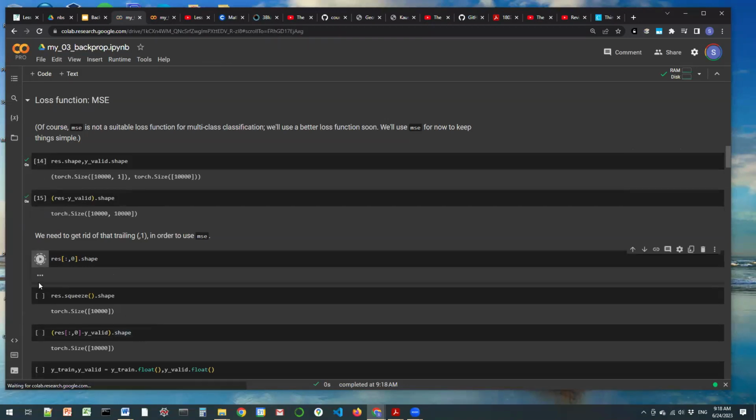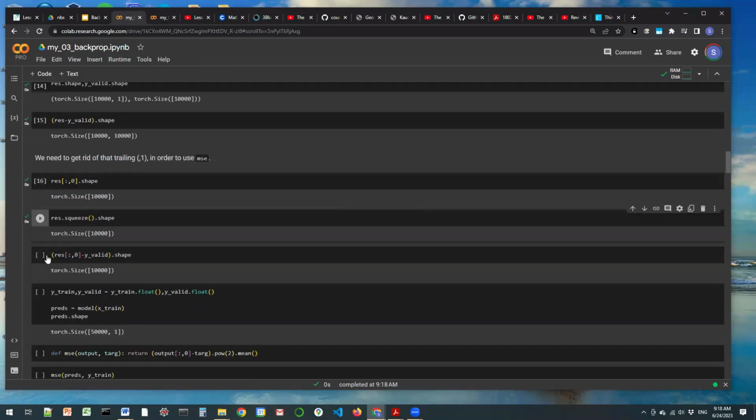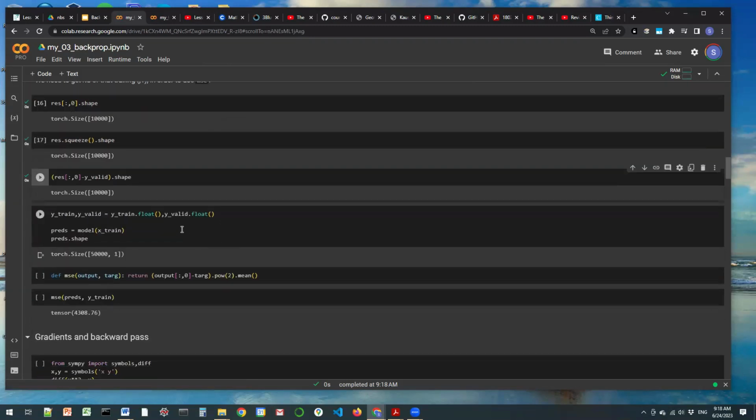So if we run that, get the shape as we want, we squeeze it, then we subtract it. So we now have the difference that we seek, which will be a component of the loss. Right? And here he's just converting the train and the valid to floats. And then predicts is just using the train model, right? So far we've been dealing with valid, we just switch it to train. So getting the predictions, and the predictions as we see are 50,000 by 1.